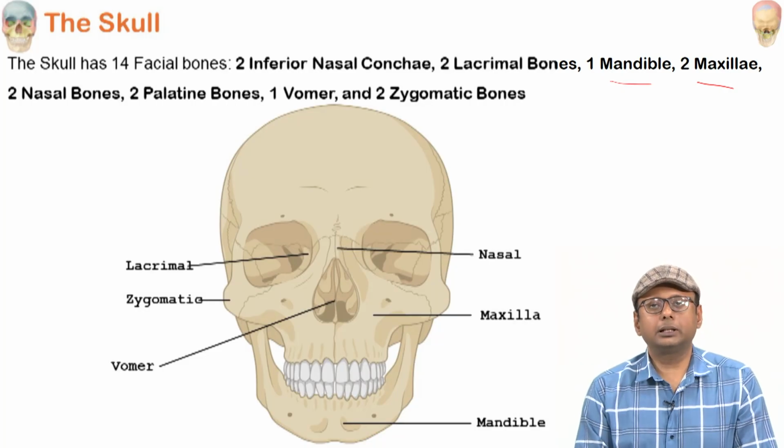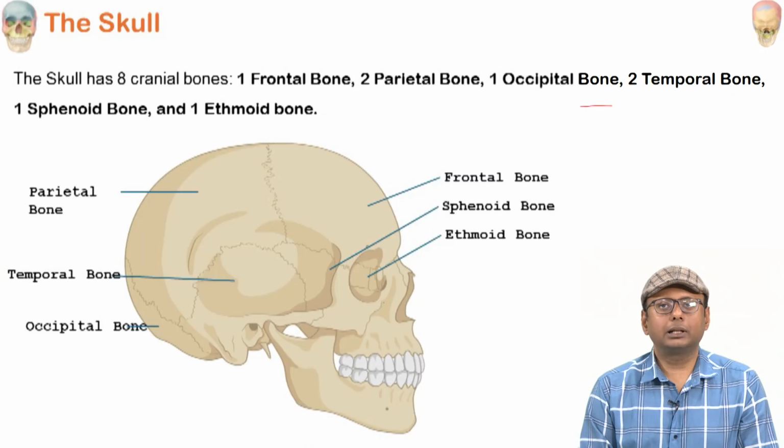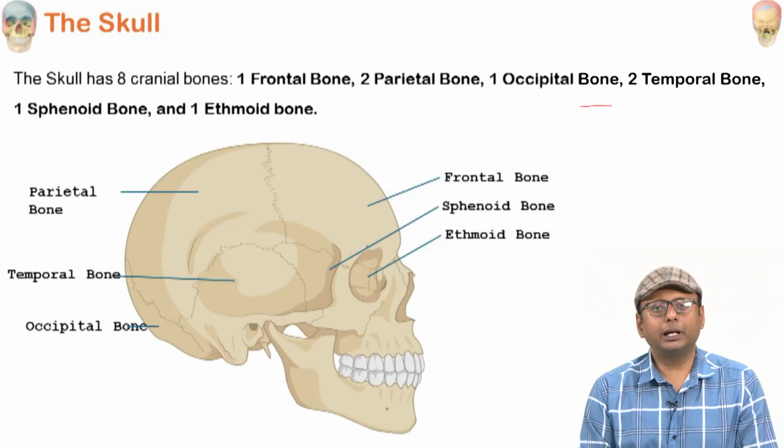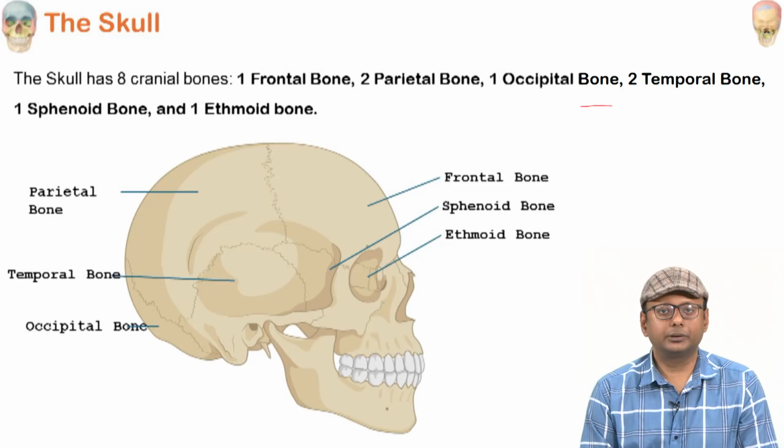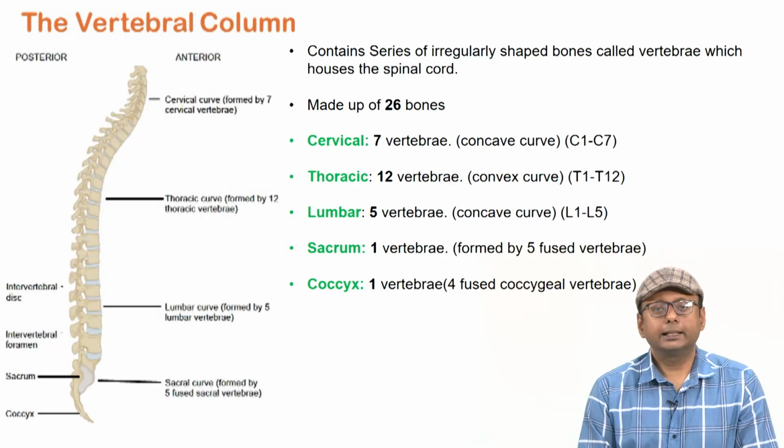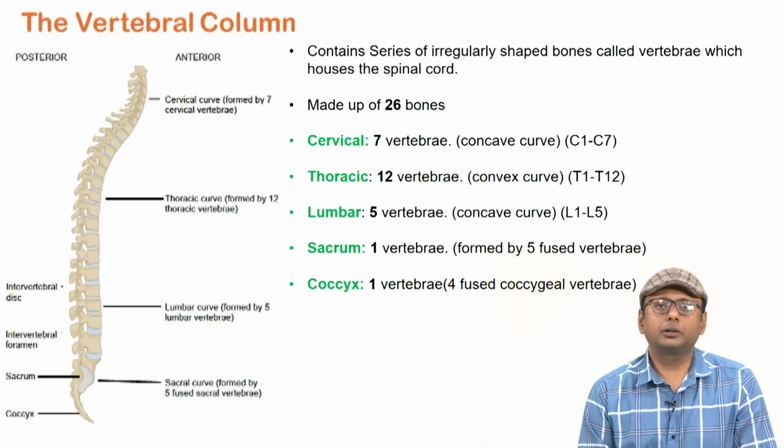So, how many total facial bones does the skull have? We have a total of 14 facial bones, and if you go to the last slide one more time to recapitulate, we have 8 cranial bones. Together we have 8 cranial bones and 14 facial bones, so around 22 skull bones in our skull. Hope it is clear. Then, the next very important component of the axial part is the vertebral column.